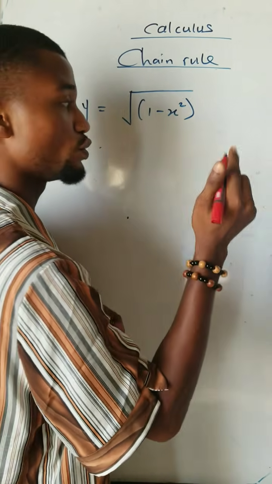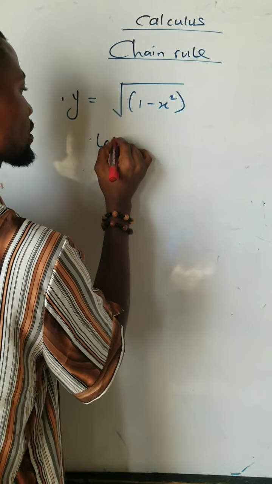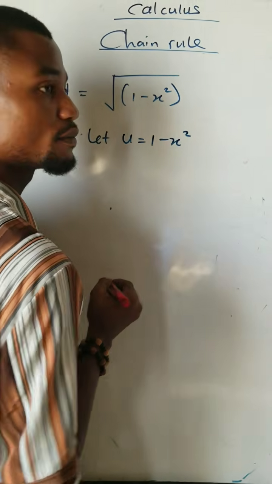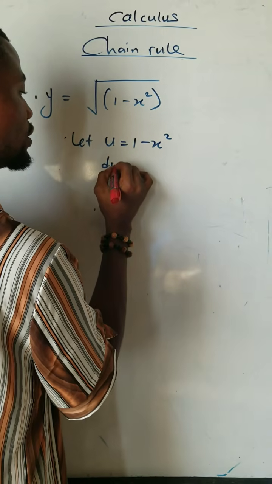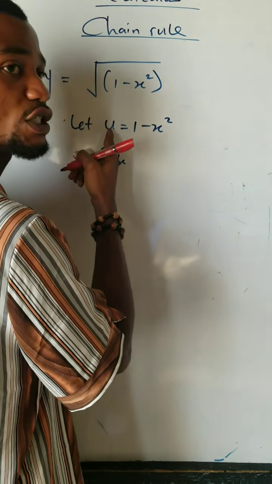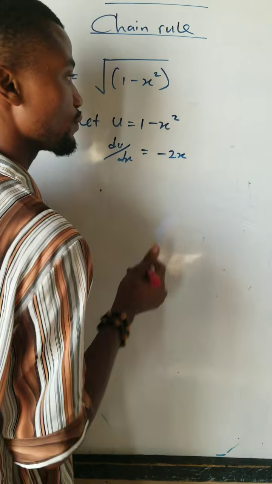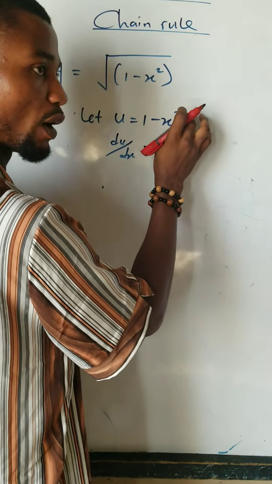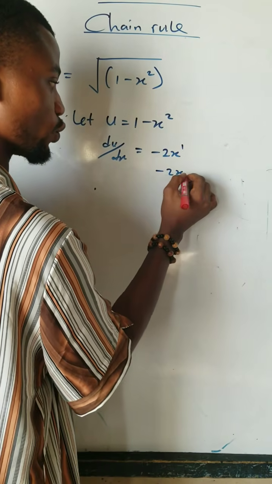The first thing I'm going to do is, what I have in bracket, I will represent it by u. So let u equal what I have in bracket, 1 minus x squared. So I will need to differentiate this u with respect to x. I will say du/dx. I'm differentiating u with respect to x, and that will give me minus 2x. 2 times minus x is minus 2x. Drop back from that power, which is 2, that is 2 minus 1, which is 1. So same thing as minus 2x.